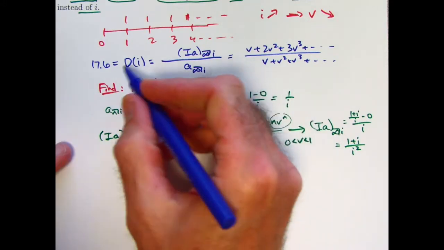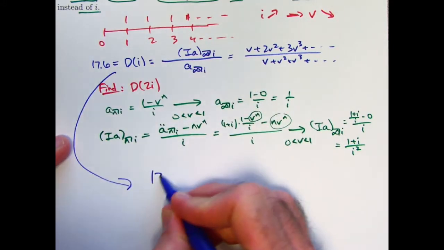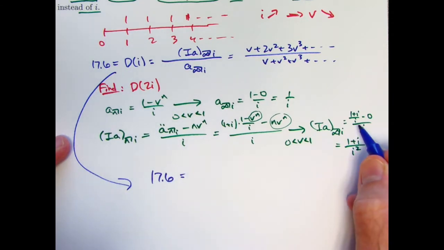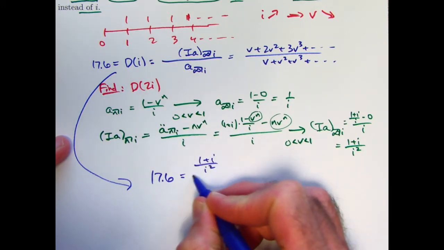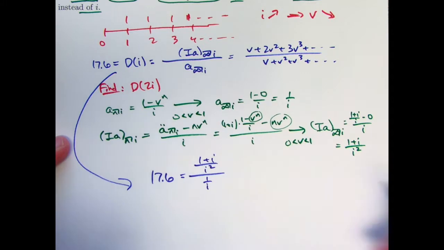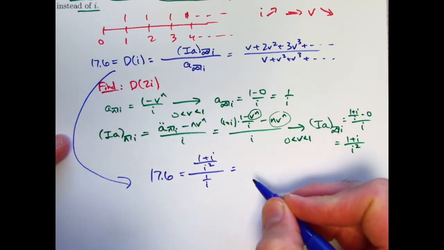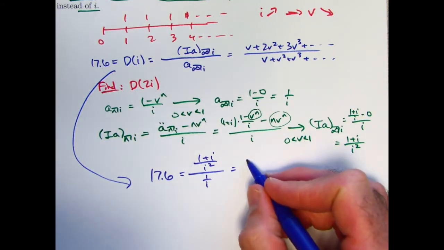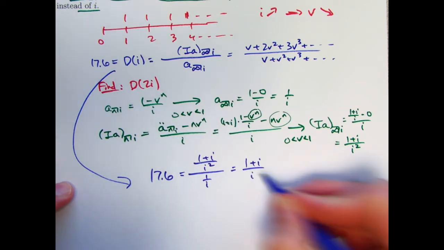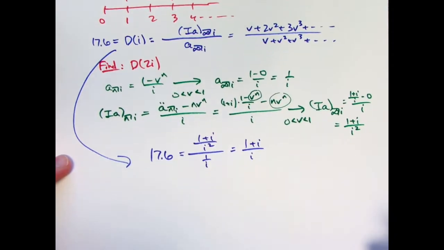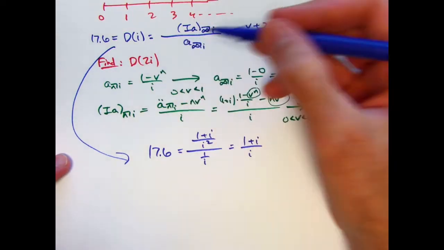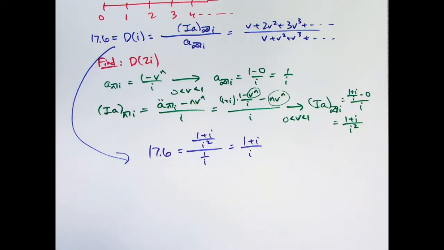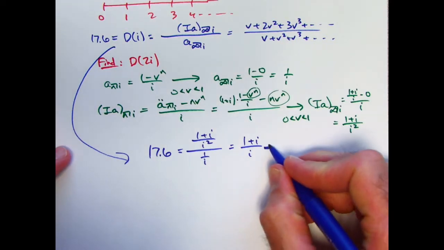Coming back up from this information here, 17.6 then is, we can put this thing in the top and this thing in the bottom. We can write this as (1 plus i) over i squared, all over 1 over i. And then we can multiply the top and the bottom by i, and this simplifies to (1 plus i) over i. And that's an equation we can solve for i. Once we've solved for i, then we can find the duration at 2i by using essentially the same formula with 2i in place of i. So let's solve for i here.